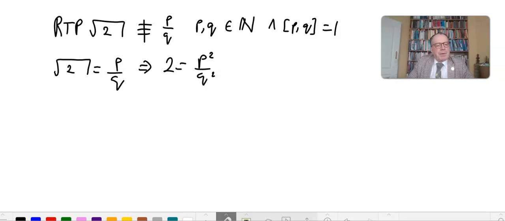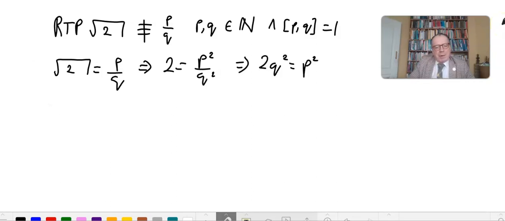So we suppose that the square root of 2 is equal to p upon q, where p and q are both natural numbers whose greatest common divisor is 1. That is to say, they're relatively prime, so that the fraction p upon q is in its lowest terms. Then we square both sides of our statement, root 2 equals p upon q, and we show that 2 equals p squared upon q squared.